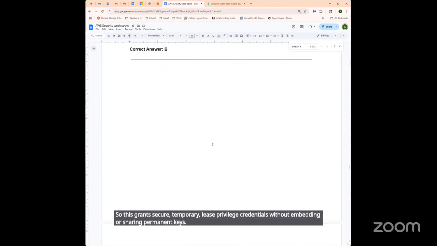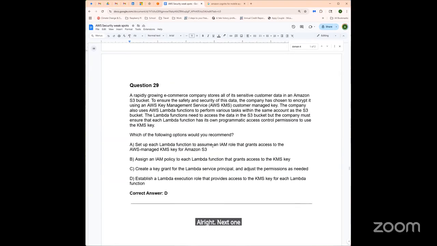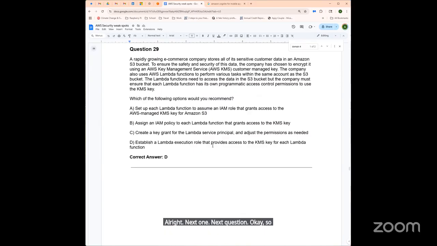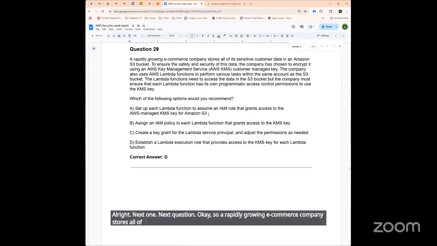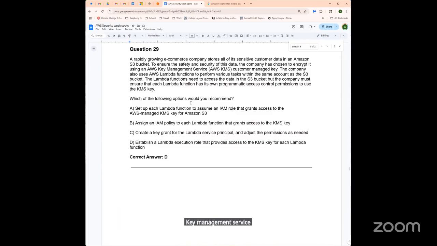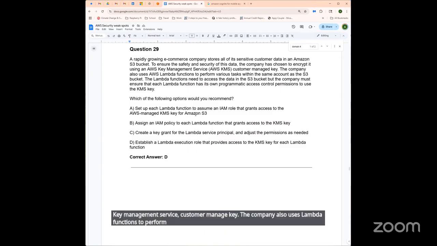All right, next question. A rapidly growing e-commerce company stores all of its sensitive customer data in an S3 bucket. To ensure the safety and security of the data, the company has chosen to encrypt it using a Key Management Service customer managed key. The company also uses Lambda functions to perform various tasks in the same account as the S3 bucket. The Lambda functions need to access the data in S3, but the company must ensure that each Lambda function has its own programmatic access control permissions to use the KMS key.